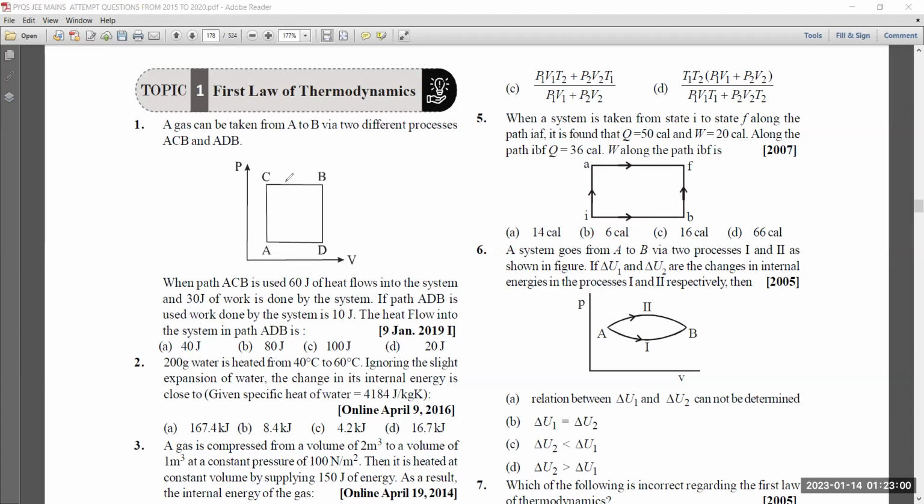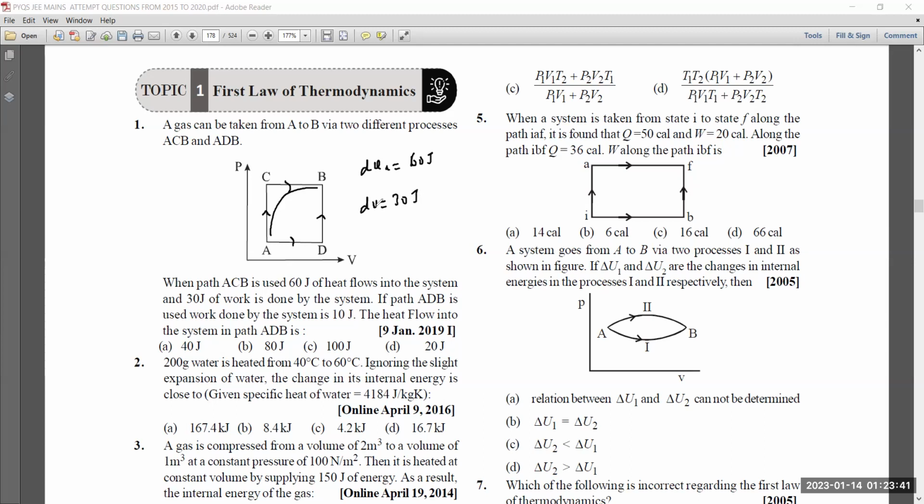So a gas can be taken from A to B via two different processes, ACB or ADB. When path ACB is used, if you use this path, the top one, 60 joule of heat flows into the system. So dQ is given, absorbed. And for the path ADB is 30 of work. So dU is how much? Tell me. 30. 60 minus 30.